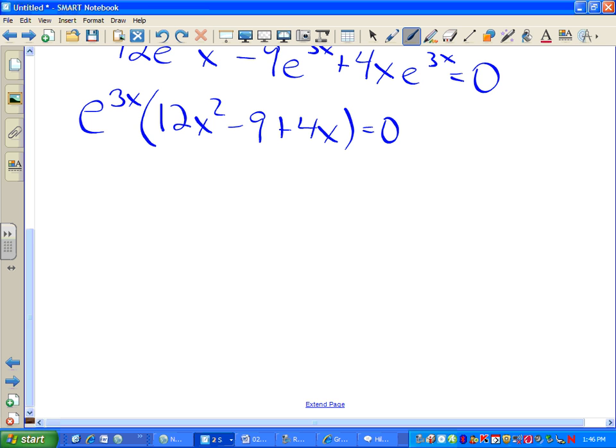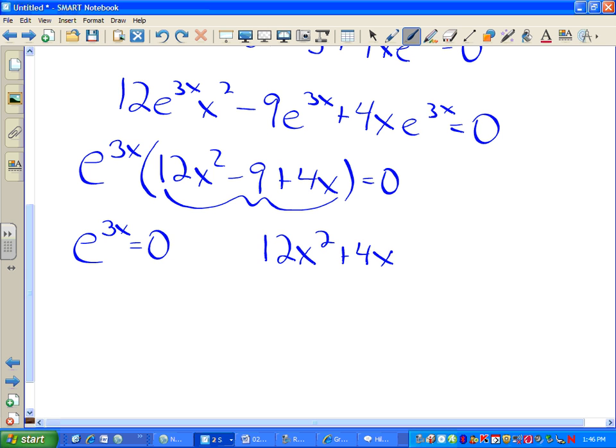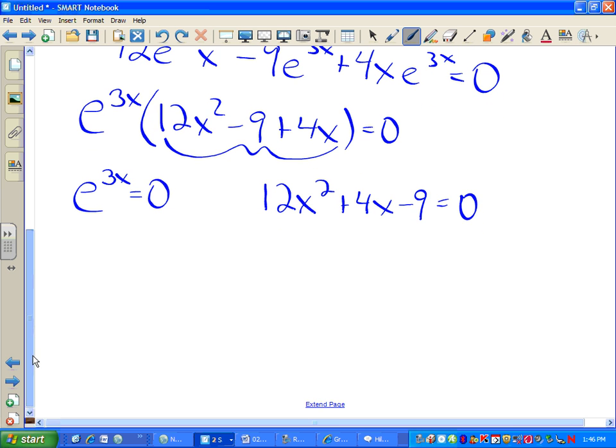Just like any other question, when we have two parts that are being multiplied together and they equal 0, each part should be set equal to 0. Now, as I set this part equal to 0, I'm going to rearrange the order to put it in descending order. So it's going to be 12x squared plus 4x minus 9 equals 0. Now we just have two small equations that don't look nearly as hard.